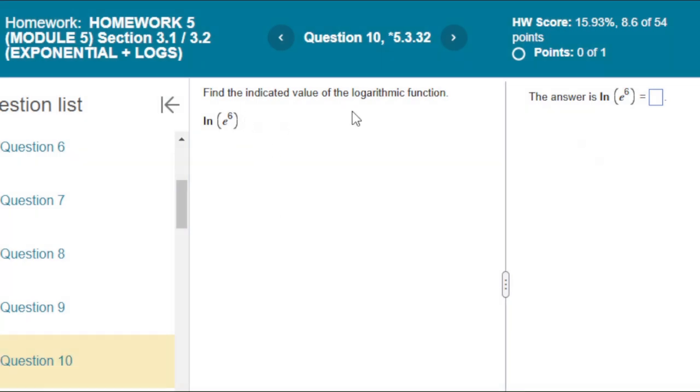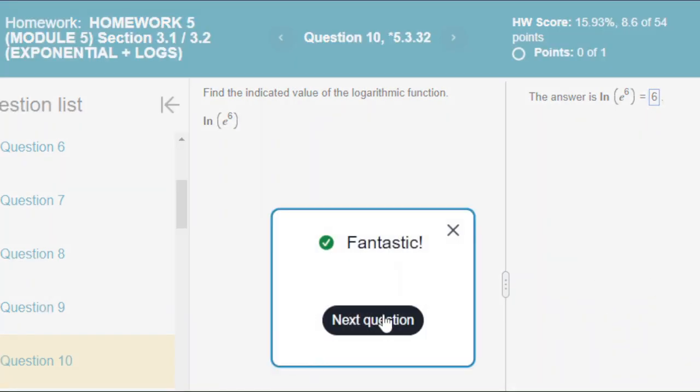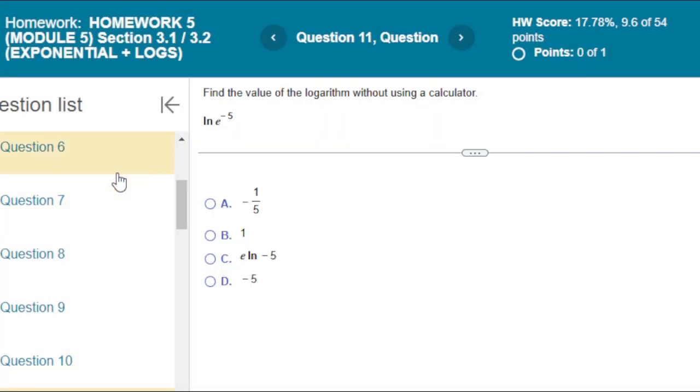This one says, find the indicated value of the logarithmic function. What is natural log of e to the 6th? So the question is e, right? So there's, again, the invisible e here. e to the what power would equal e to the 6th? Well, e to the 6th equals e to the 6th. In fact, you could do this one on a calculator. Just type in natural log of e to the 6th. It should give you 6 as your answer, but you don't need to use a calculator, of course.